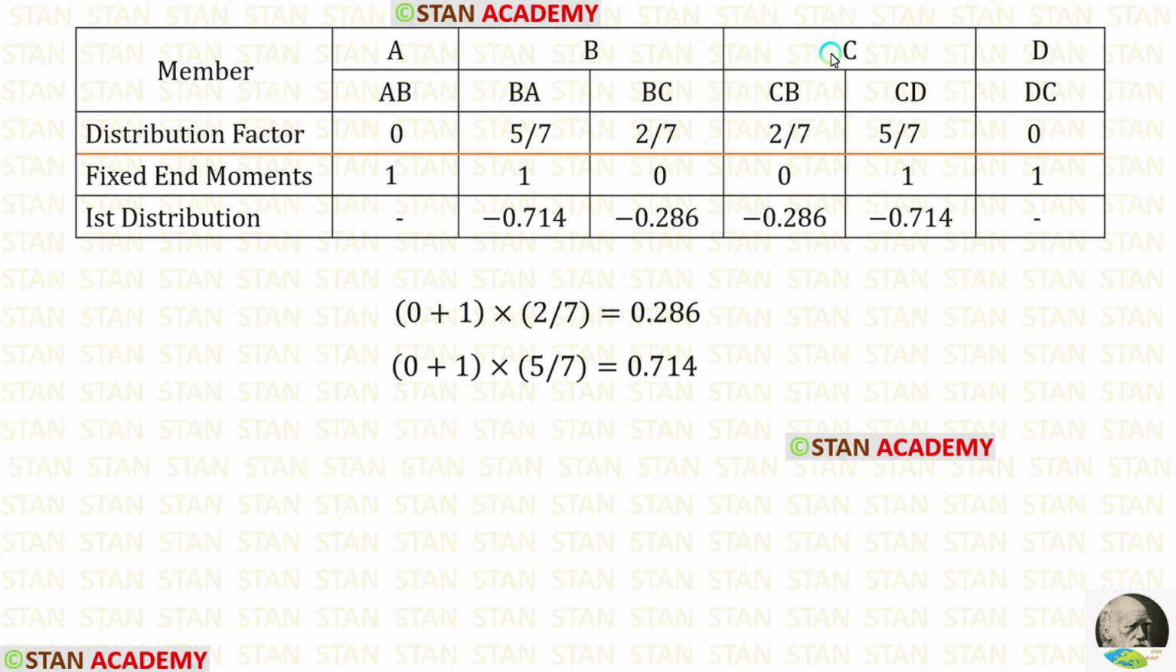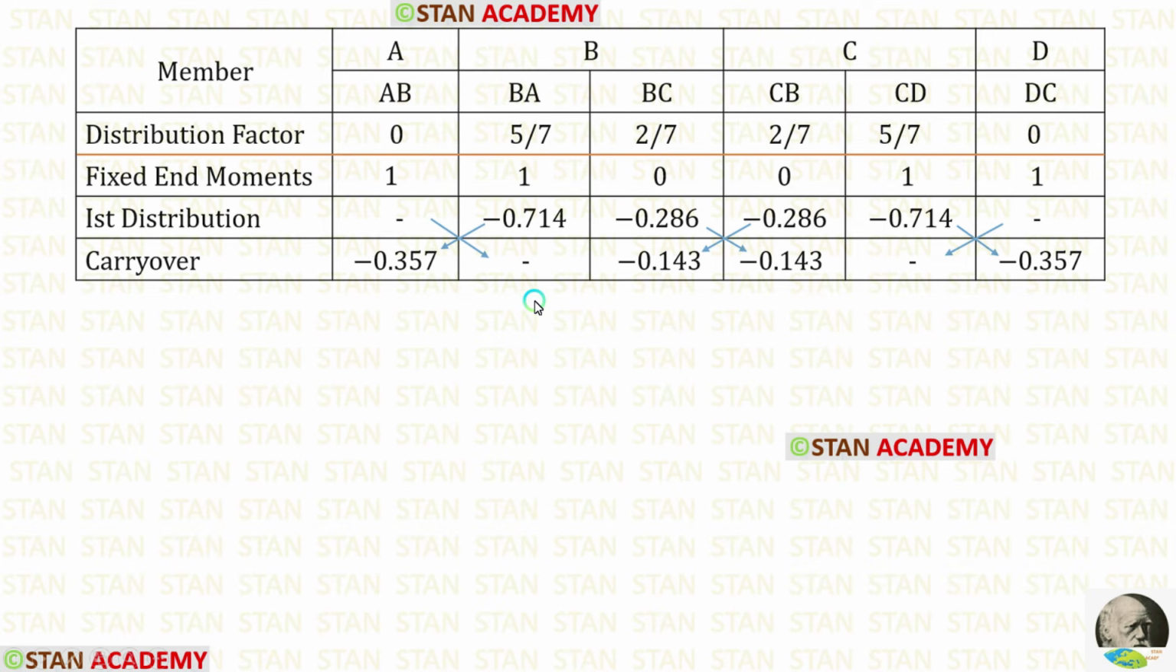Now let us do the distribution in the joint C. For that we have to add these two values and then multiply with the distribution factors. When we do that, we are getting positive values, so we have to enter them as negative. Now let us do the carryover. For that we have to divide these values by 2. When we do that, we are getting these values.